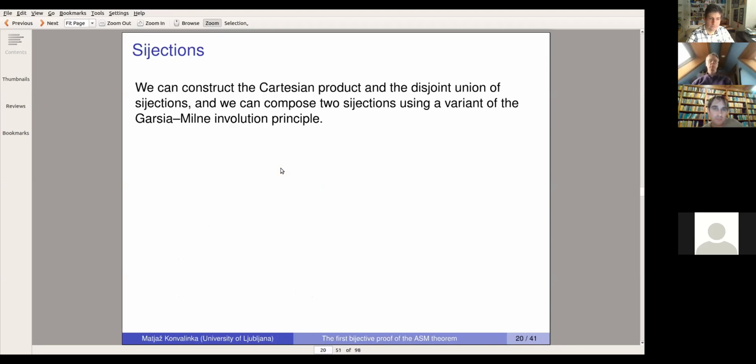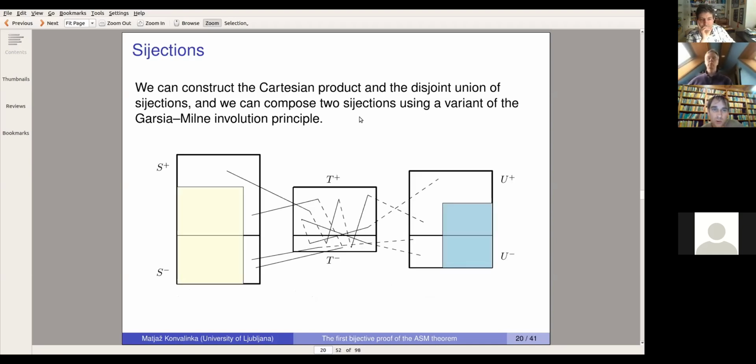Okay, and as I said, we need to construct more complicated things from simpler things. So we can construct Cartesian products and disjoint unions of sijections. I'm not going to write the precise statement. And you can also compose two sijections. This is equivalent to the very famous Garcia-Milne involution principle.